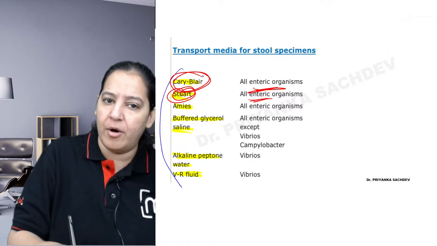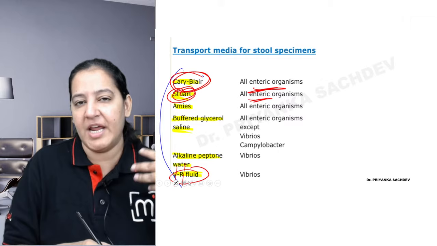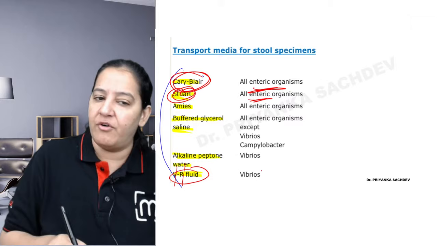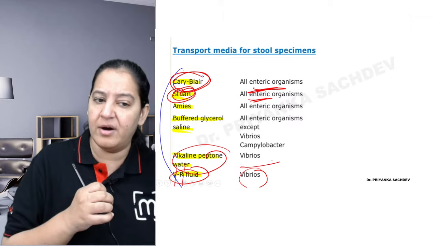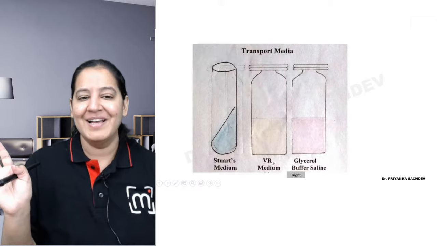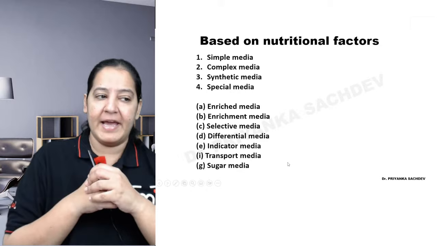The third is VR. What is the full form of VR? Venkataraman, the name of the scientist who discovered it, a South Indian scientist. So VR media is for Vibrio. And alkaline peptone water is also for Vibrio. So you should learn the important ones: Cary Blair, Stewart, VR media. So that's all about the media. You got it? That's all. You can see this is Stewart, this is VR, this is glycerol buffer saline. I guess you got it.